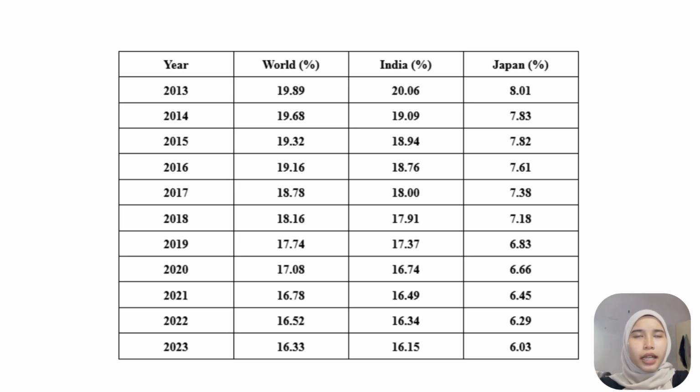In conclusion, India has the dominant birth rate despite its decline, maintaining a higher rate compared to Japan. This higher birth rate in India contributes significantly to its population growth.